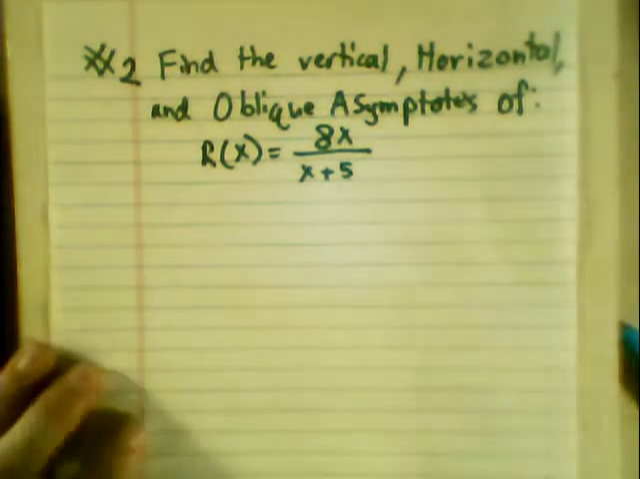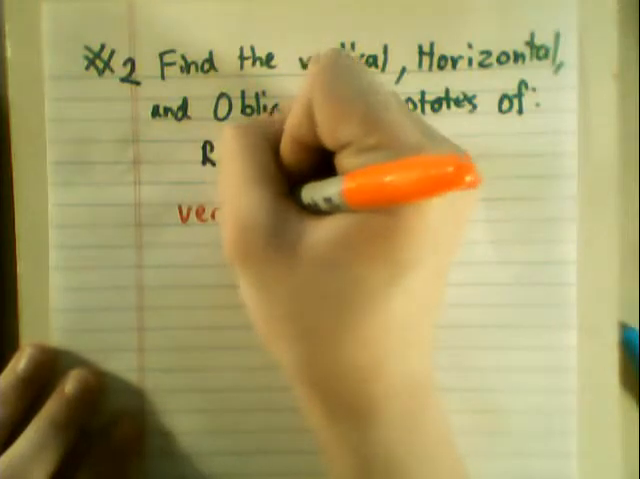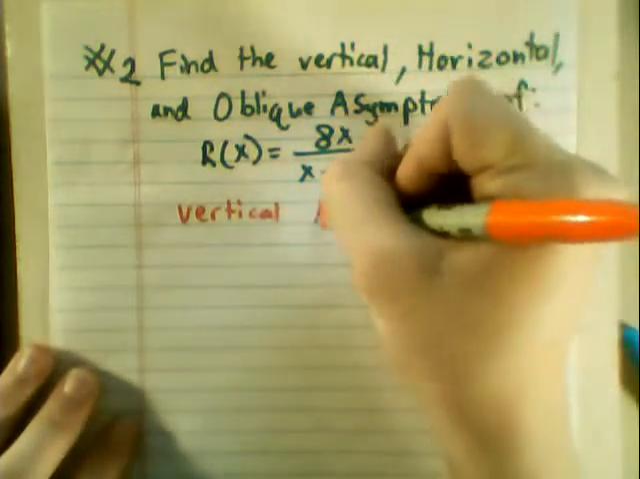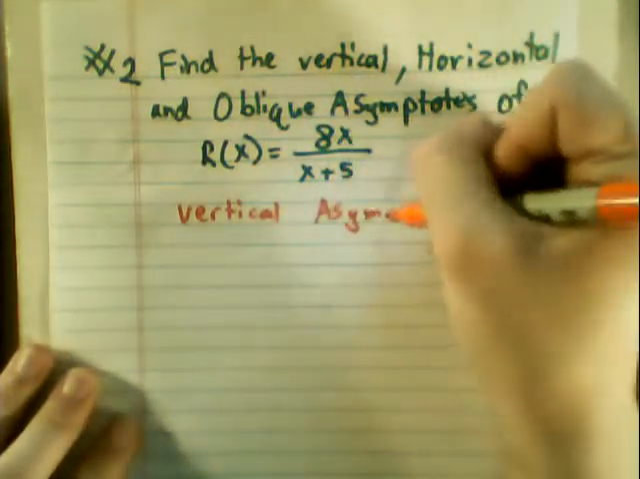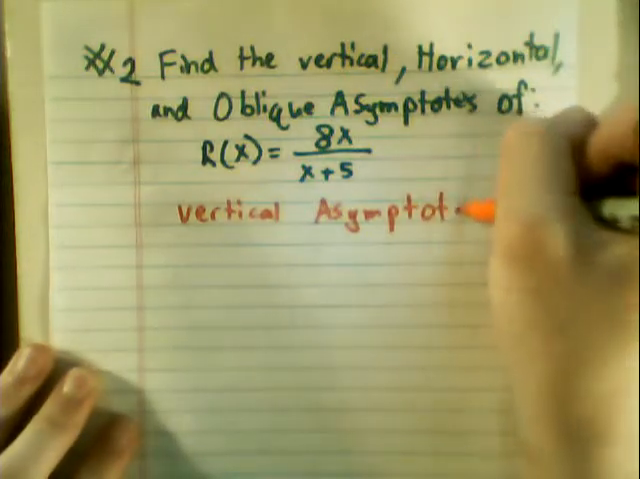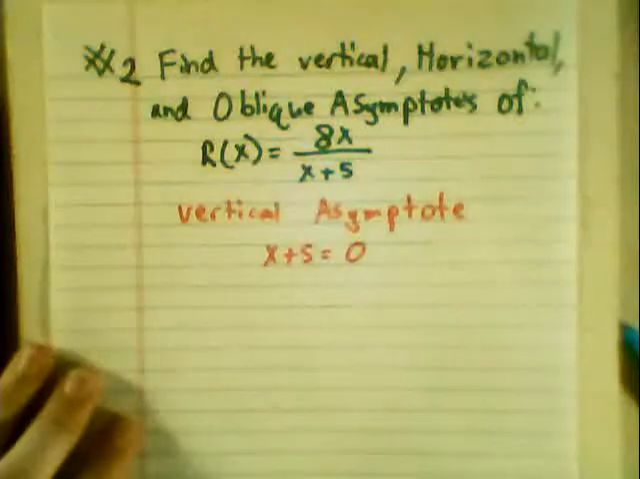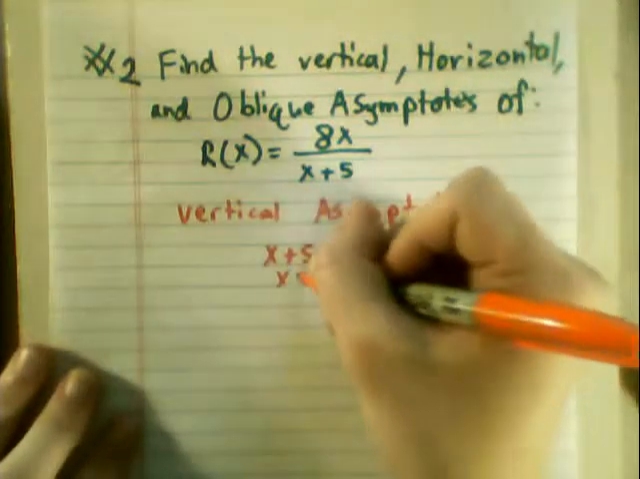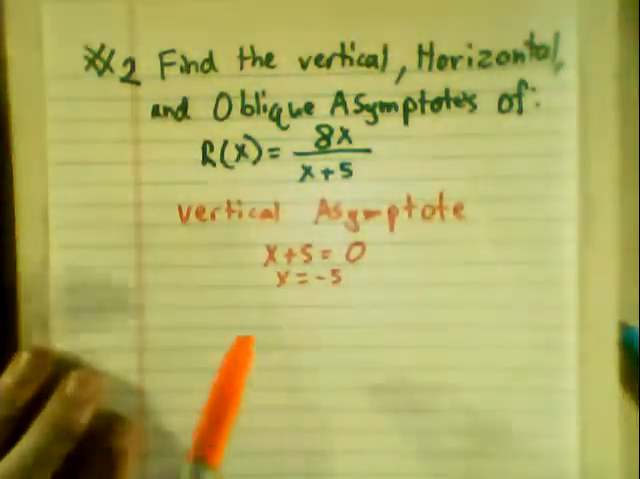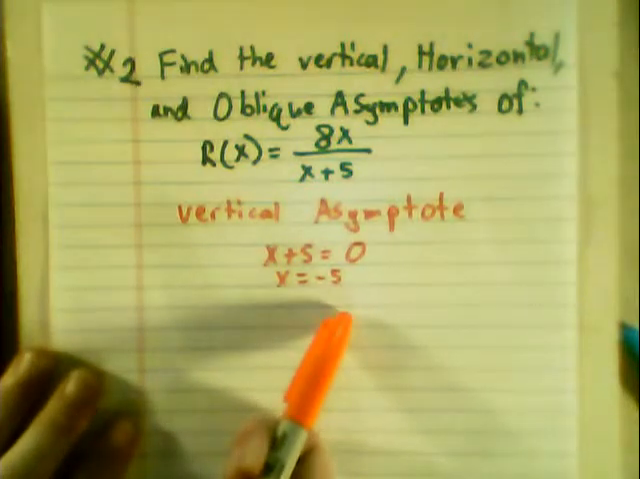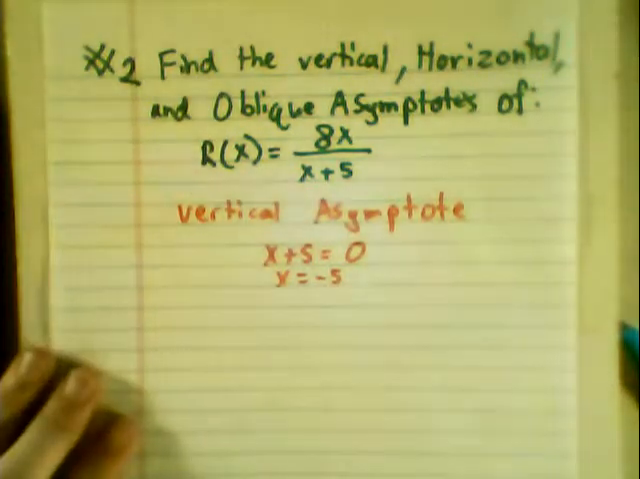So first, to find the vertical asymptotes, we look at the denominator, set it equal to 0, and find where x equals 0. So we do x plus 5 equals 0. Move the 5 over, and we get x equals negative 5. So x equals negative 5 is the vertical asymptote of this function.